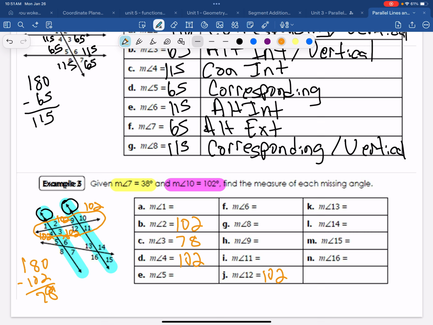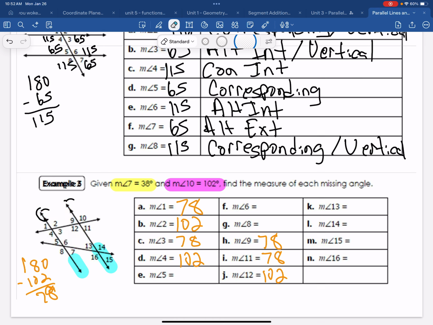Now I go back to looking for congruent angles. Well, 3 and 9 are congruent because they are consecutive interior. I know that 9 and 1 are congruent because they are corresponding. And then I know 1 and 11 are congruent because they are alternate exterior angles. So let's make sure we got them all, because that's getting a little convoluted. Let me just erase some of that.